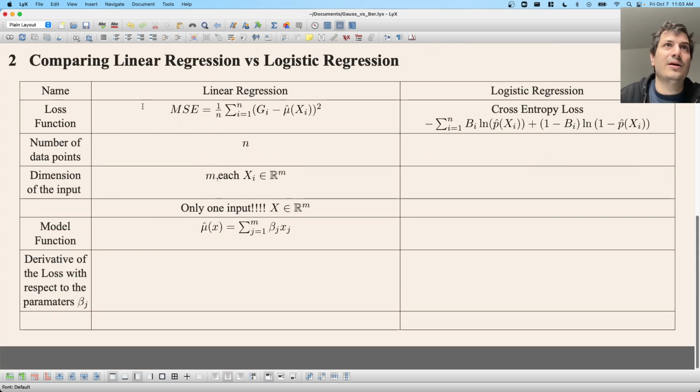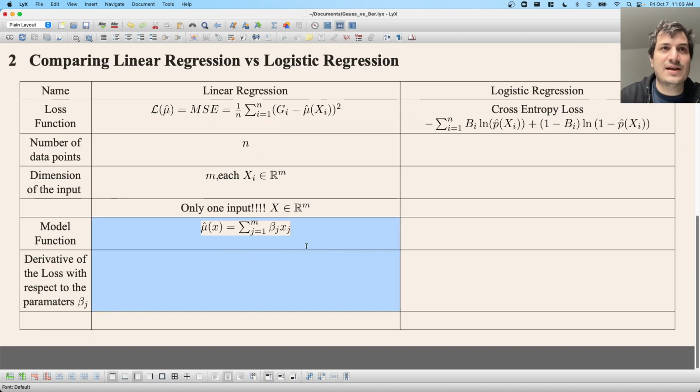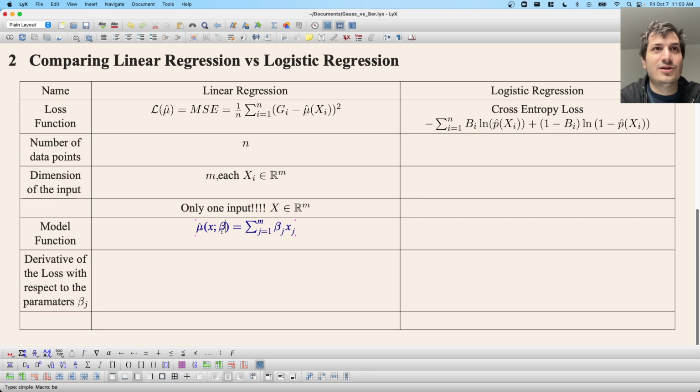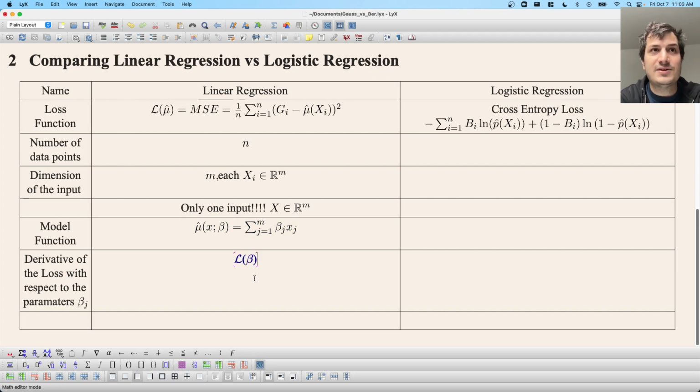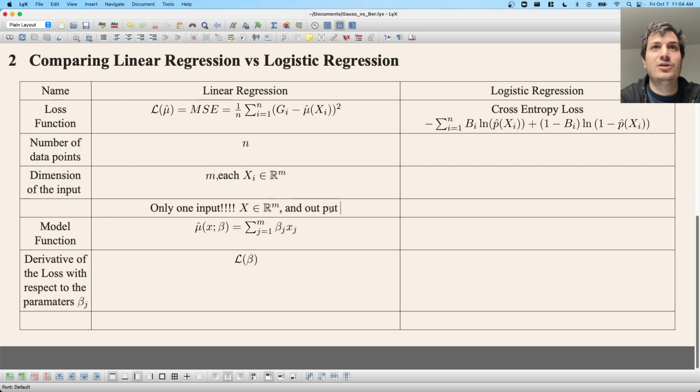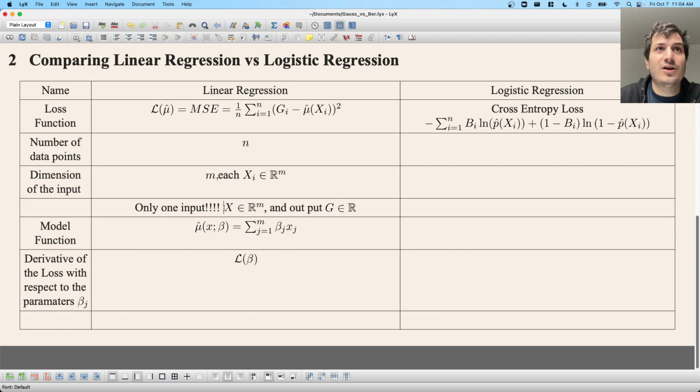We're going to call this thing the mean squared loss. The loss depends on whatever estimate mu hat you had. But mu hat is itself a function of all the betas, so some people write this as mu hat of x semicolon beta. It depends on the x's and the betas. Then the loss function is a function of the betas, because I'm thinking of one fixed data input x. I have one input x and output g. So the loss function only depends on the betas.